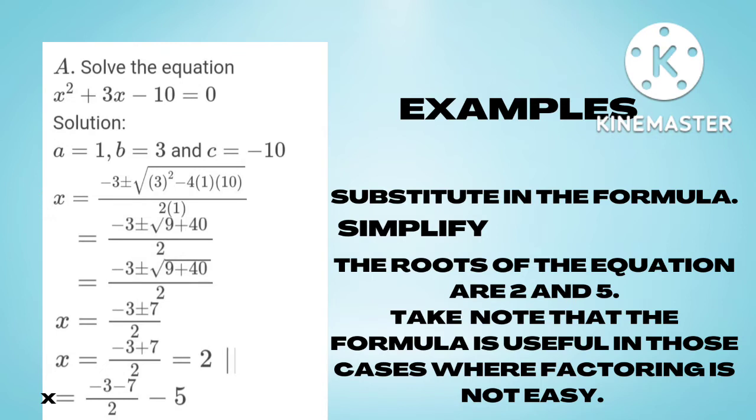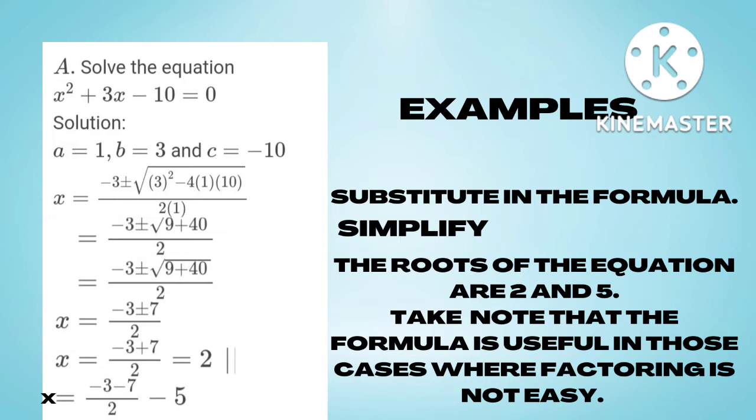Examples on how to solve the equation x squared minus 3x minus 10 is equal to 0. Solution: a is equal to 1, b is equal to negative 3, and c is equal to negative 10. First step is to substitute in the formula. x is equal to negative negative 3 plus or minus the square root of negative 3 quantity squared minus 4 times 1 times negative 10, all over 2 times 1. Next step is you just simplify. x is equal to 3 plus or minus the square root of 9 plus 40, all over 2.